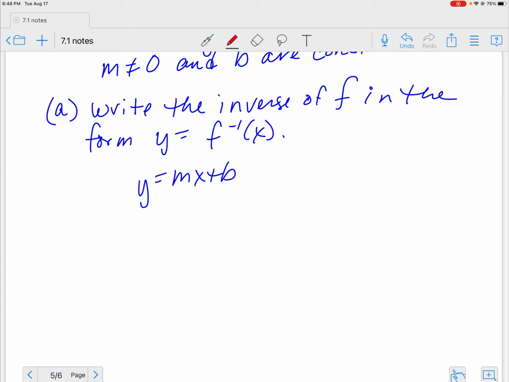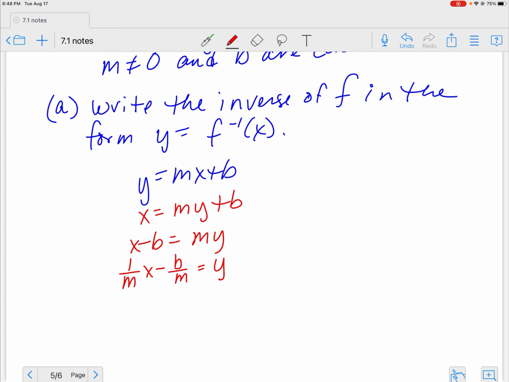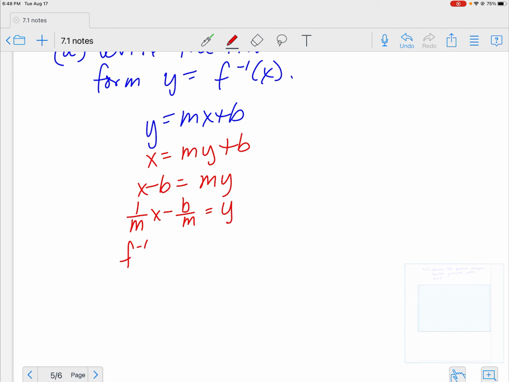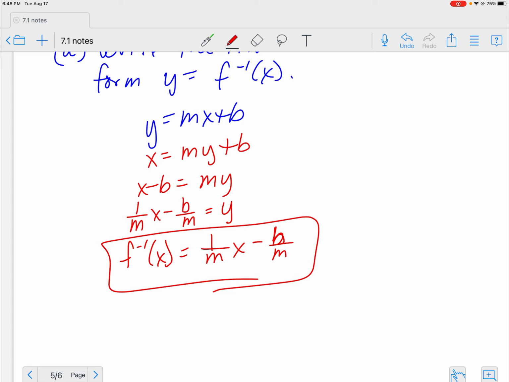Let's change up our color so we can see. So x is equal to my plus b. Then we solve for that y. So I'm going to subtract my b, divide everything by my m, and I have 1 over m times x minus b over m equals y. And then I can rewrite this as f inverse of x is equal to 1 over m times x minus b over m. All right, there's my inverse.